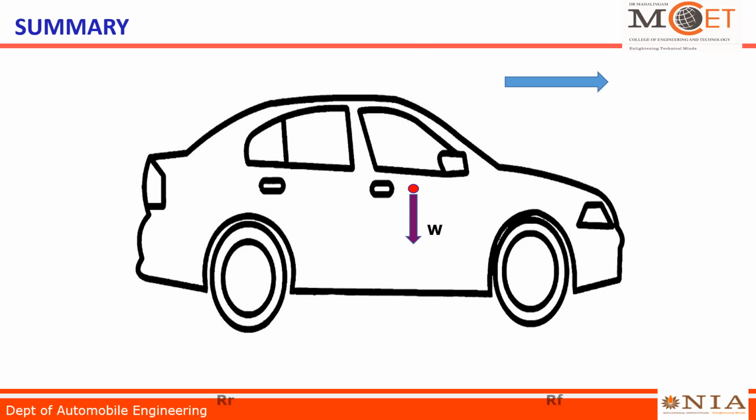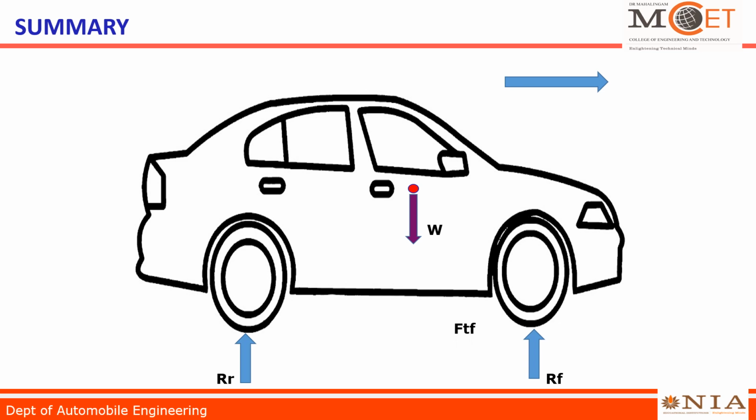After that, we have two reactive forces at the front and rear wheels, RF and RR, because of the vehicle weight, which will be opposite to the vehicle weight, in the upward direction at the tire and road contact surfaces, because the reactive forces are offered by the road surface against the weight of the vehicle. We know it very well.